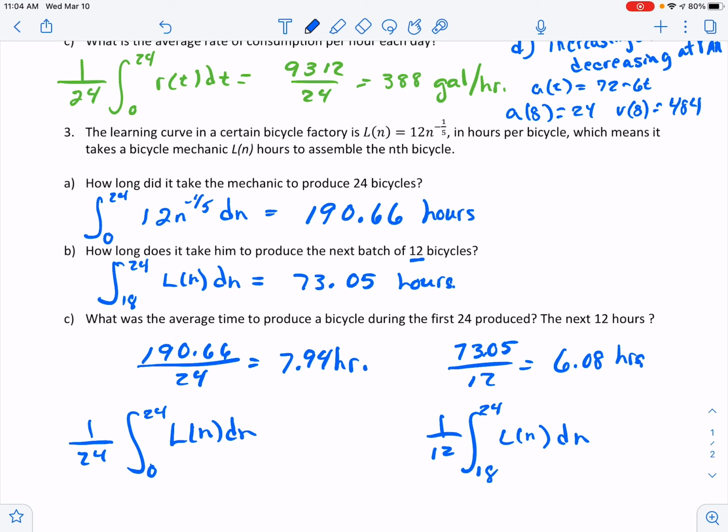Okay, so that's all there is to the lesson. I think I did an example of everything. A lot of integration, and you get to use calculators again.